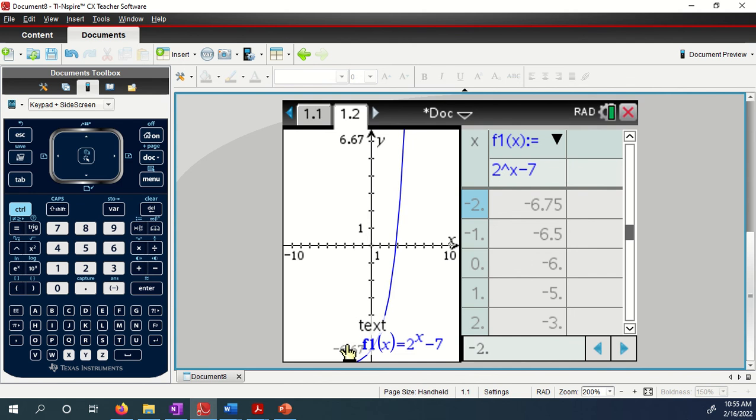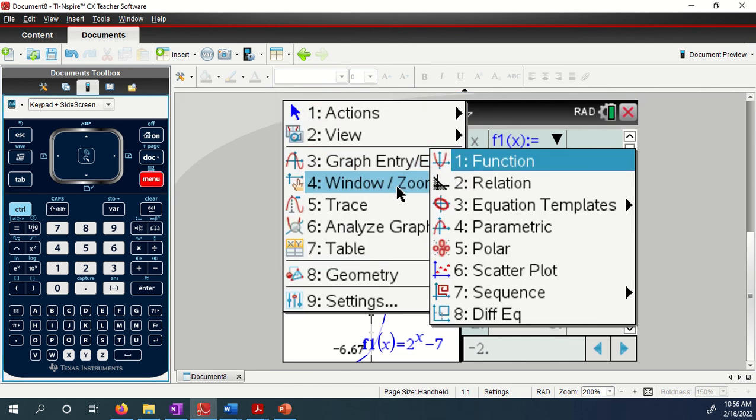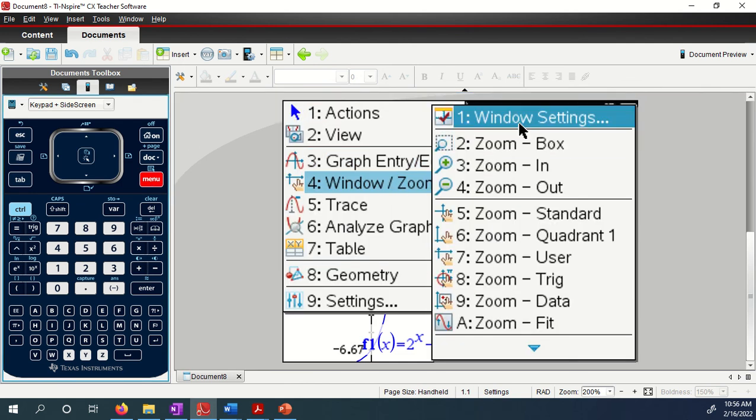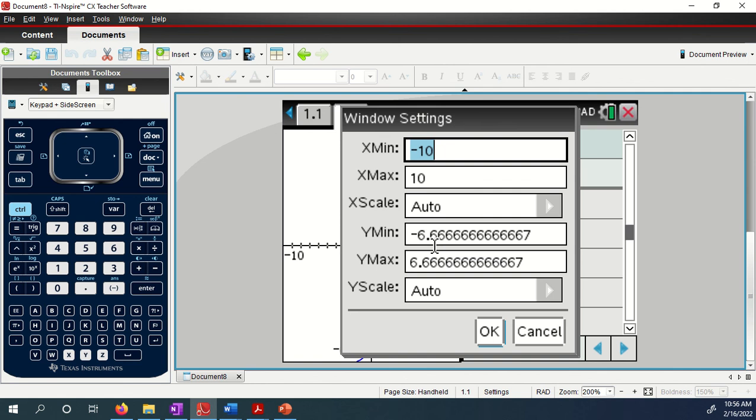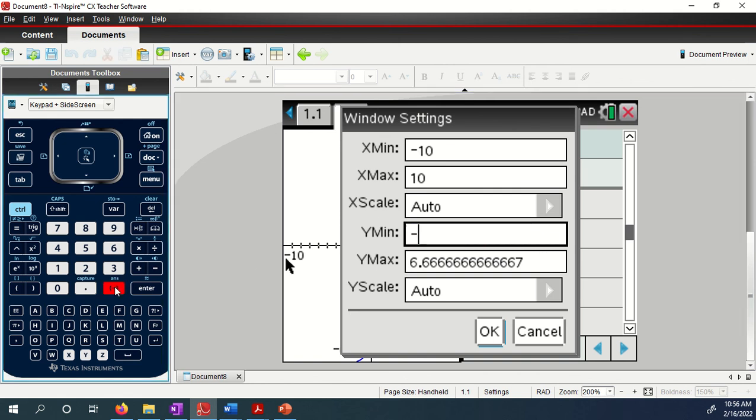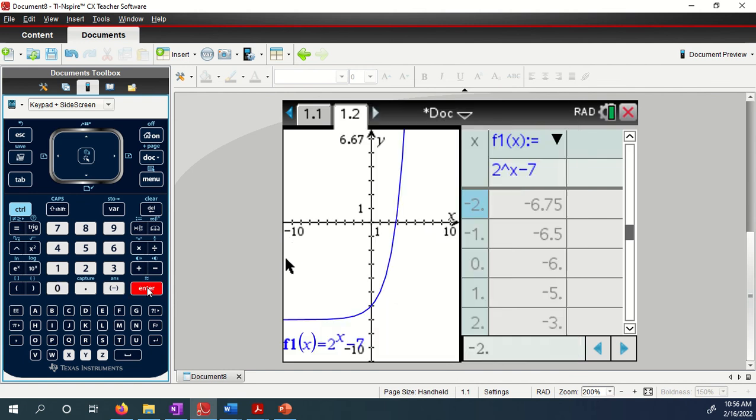If you wanted to change your window, remember we go to Menu, Window Zoom, and then Settings, and we can change this Y minimum to be something lower than this. How about we choose -10 and hit enter. And now we can see the curve better. So something along the lines of -2, -1, 0, 1, 2, maybe 3, and that'll be about it.